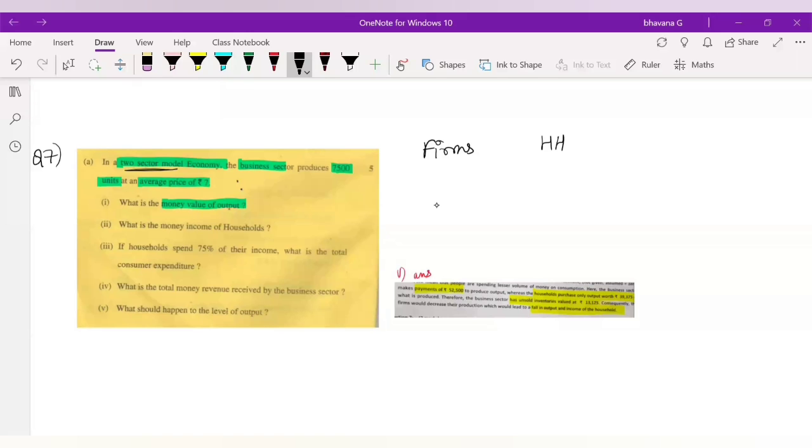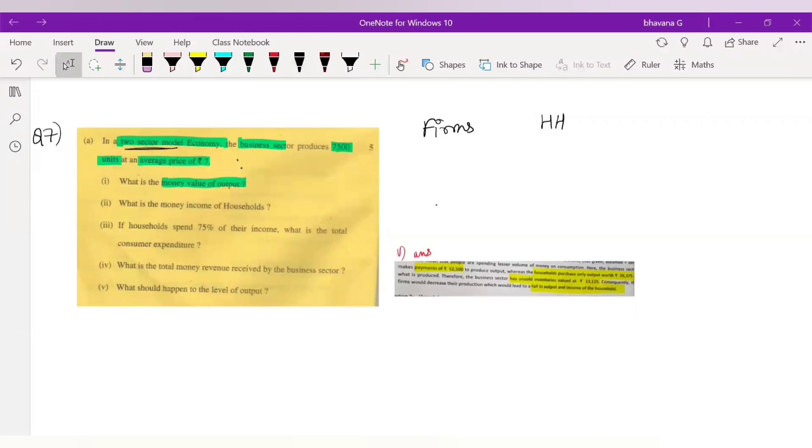What they tell you is the business sector is producing 7,500 units at an average price of 7. So what will be the price of output? Easily you can say what will be the money value, that is the price of output. It is going to be 7,500 units into an average price of 7. So what is 7,500 into an average price of 7? It is 52,500 rupees. Okay.